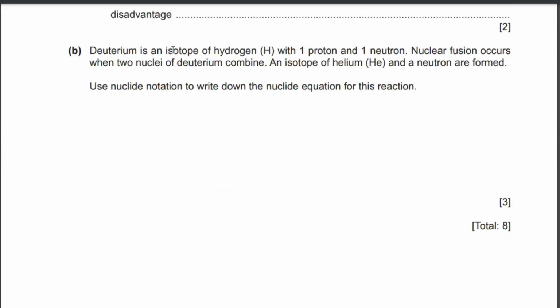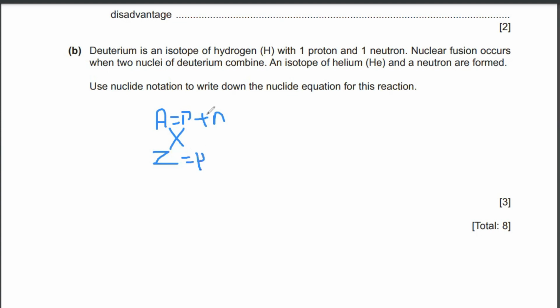Next is, deuterium is an isotope of hydrogen with one proton and one neutron. Nuclear fusion occurs when two nuclei of deuterium combine. An isotope of helium and a neutron are formed. Use nuclide notation to write down the nuclide equation for this reaction. So nuclide notation is, let's say this is X, the symbol for an element. A is the nuclear number, which is the amount of proton plus the amount of neutron, and then there is Z, which is the proton number.